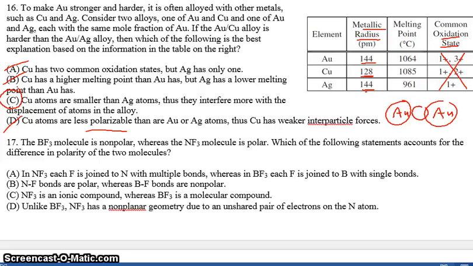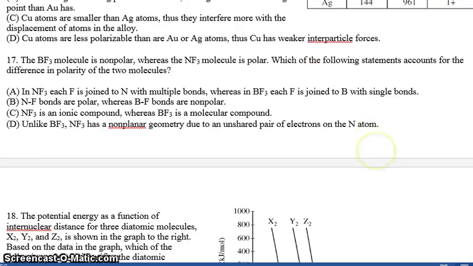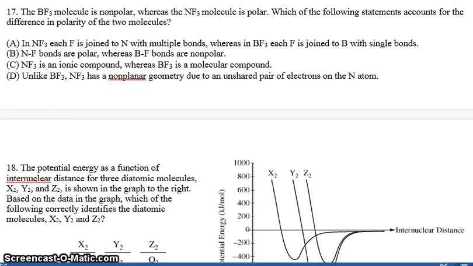Okay, we've got one more. The BF3 molecule is nonpolar, whereas the NF3 molecule is polar. Which of the following statements accounts for the difference in polarity of the two molecules? Now, if you take a look at the BF3, boron is oftentimes involved in having less than an octet of electrons. And in fact, this will be the case here. Boron will form with fluorine to give you a trigonal planar geometry. Now, this will be the structure if you draw it out, the Lewis structure.